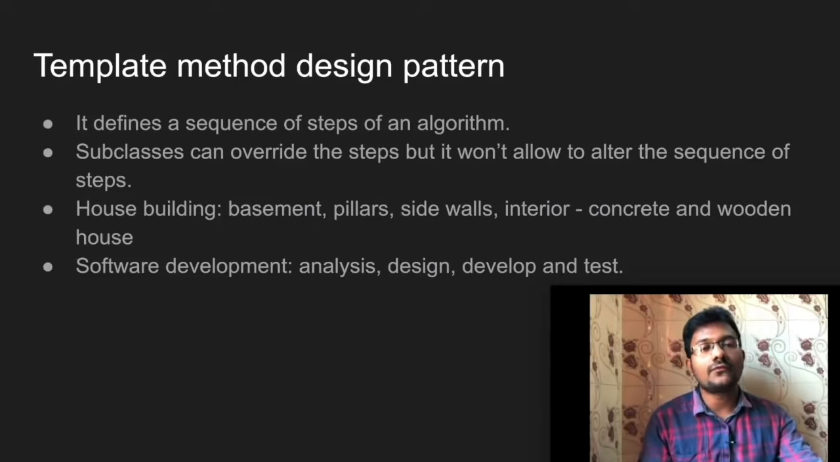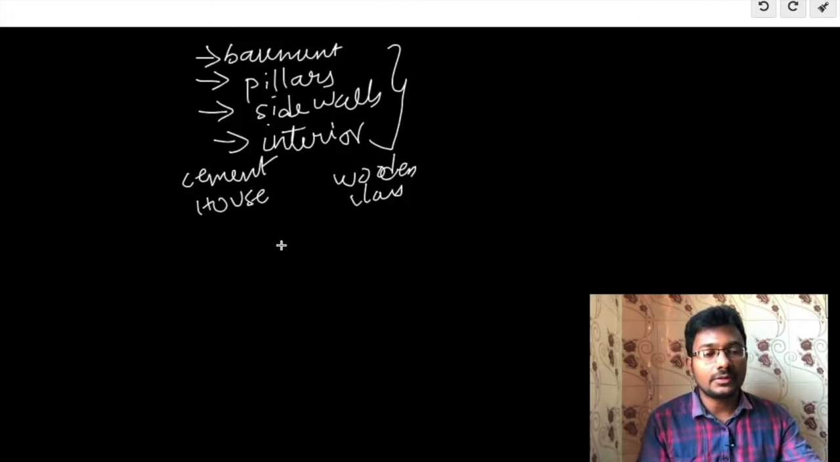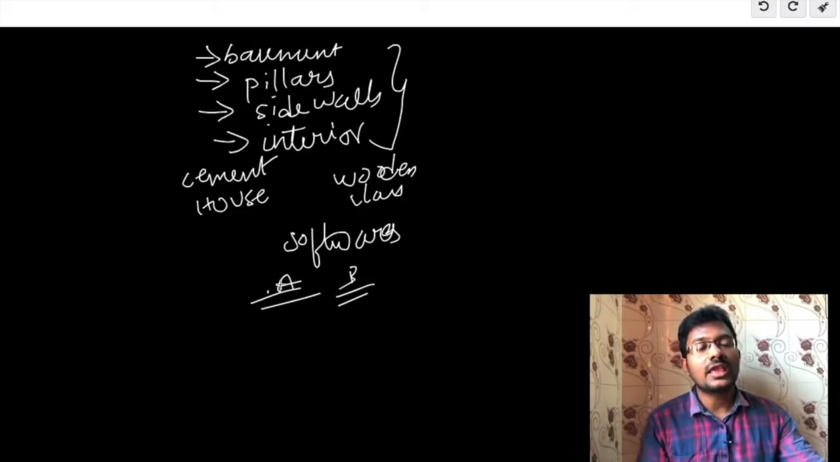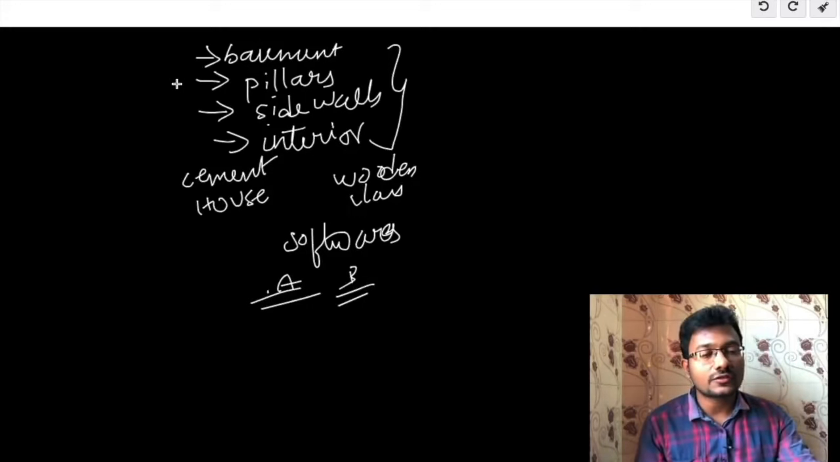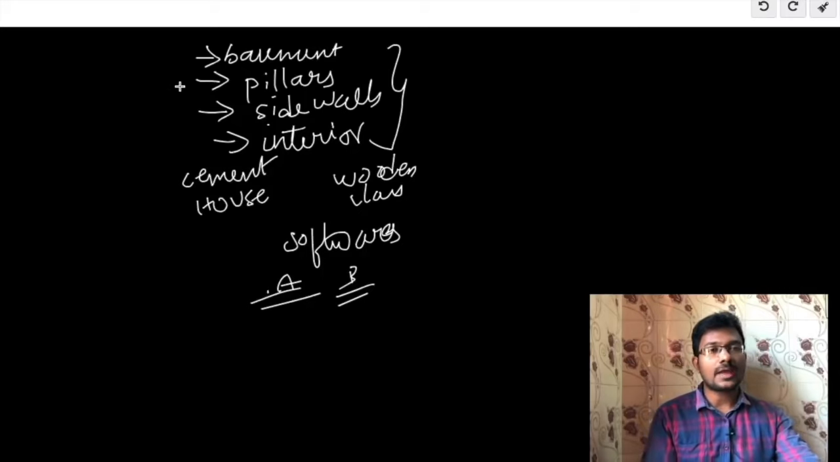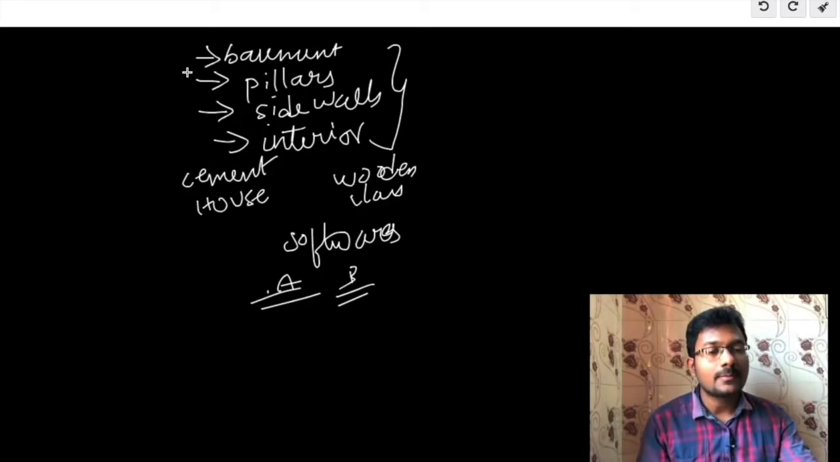Another example is the software development process. For example, let us consider software A and B, which are 2 softwares. Software A mainly focuses on military security information management. Software B focuses on medical information management. It can be any software, but it needs to follow this sequence.